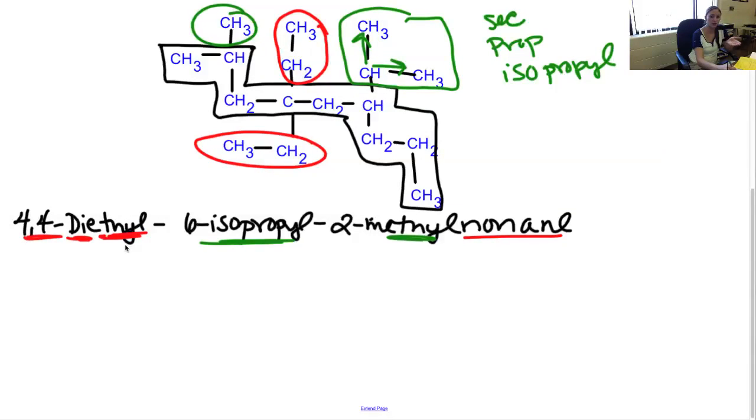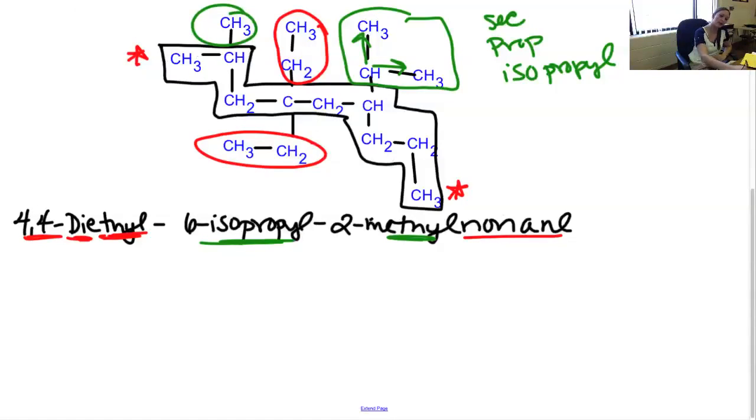How do you know which way to number? You always want the lower numbers. So if I would start up here, I'd have 2, 4, and 6 as my numbers. If I started down here, my substituents would be off of 4, 6, and 8. Well, 4, 6, and 8 are higher numbers. You always want the lower numbers, okay, not the higher numbers. So this name is 4,4-diethyl-6-isopropyl-2-methylnonane.